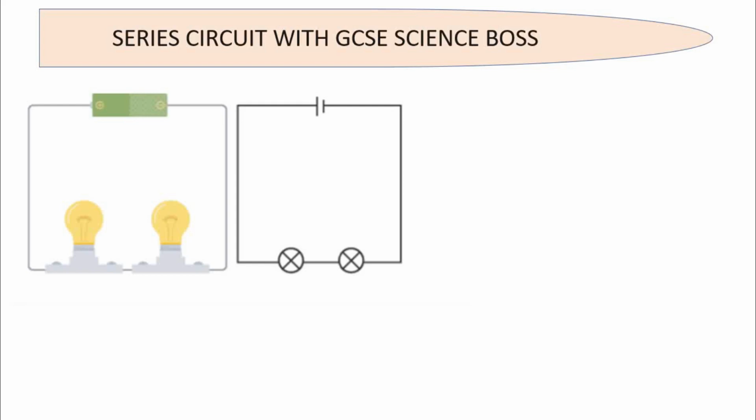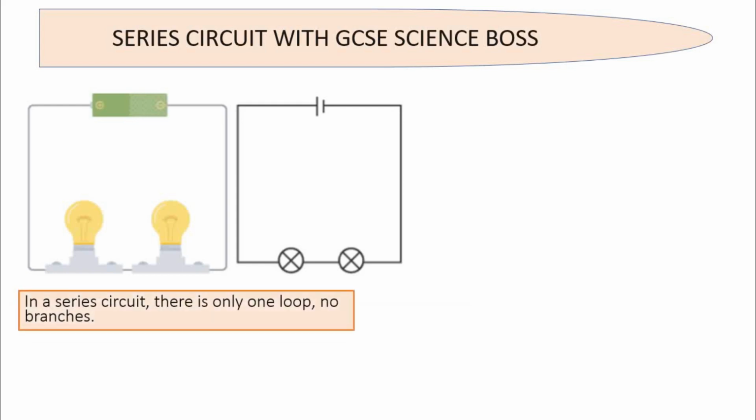Now, on your screen, you can see a series circuit. You have two bulbs and they're connected in series. How do we know that they're connected in series? Because there is one loop and there are no branches, okay?